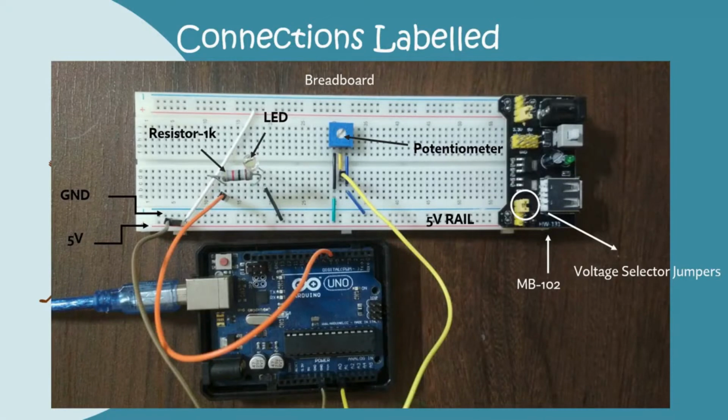So here are the connections labeled. I have the MB102. There is a 5 volt rail, and this 5 volt rail is connected to a potentiometer. The central pin or the signal pin of the potentiometer is connected to A0, the analog input of the Arduino Uno. We use one digital PWM pin, the pin 6 in this case, as the output, and I have connected it to a LED and a current limiting resistor. The current limiting resistor is basically provided to make sure that the current in the LED remains in the milliamps range. If it goes higher than this, you run the risk of burning your LED.